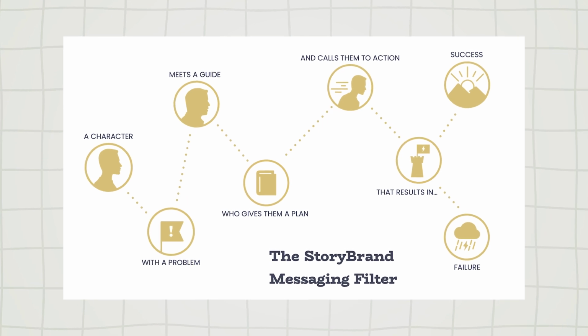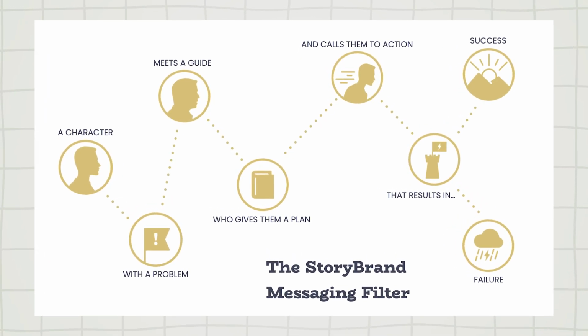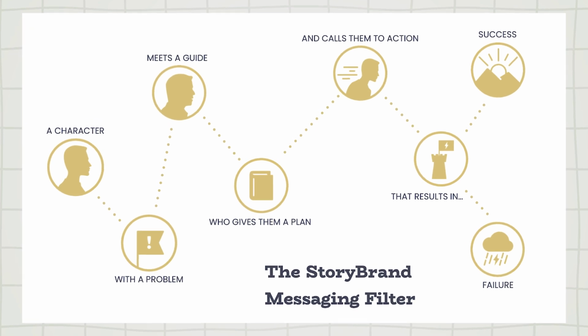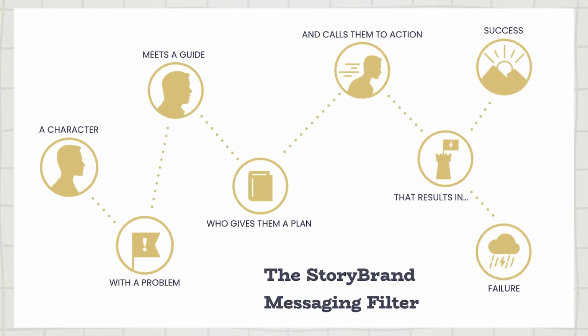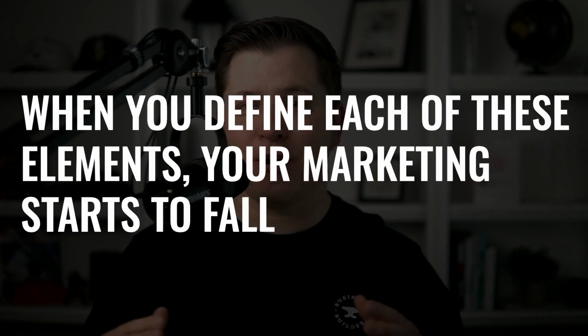First, let's set the stage. If you've read the book, Building a StoryBrand, then you'll recognize the brand script as that 7-part framework that helps you clarify your message by defining the following elements of the story your business is telling. A character who has a problem and meets a guide, who gives them a plan and calls them to action that results in success and helps them avoid failure. When you define each of these elements, your marketing starts to fall into place.